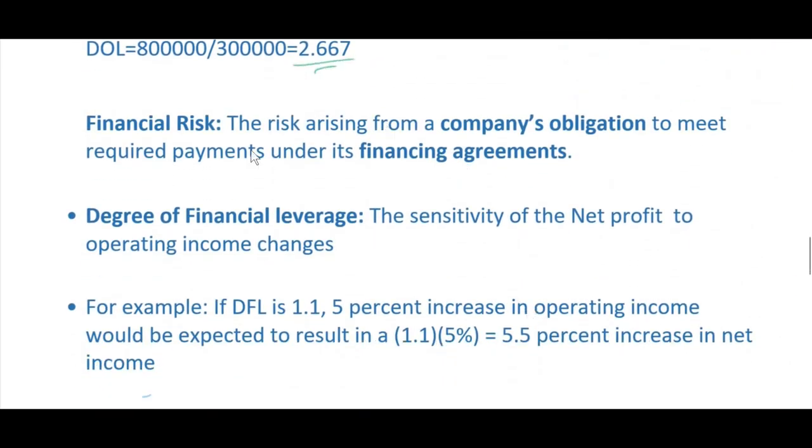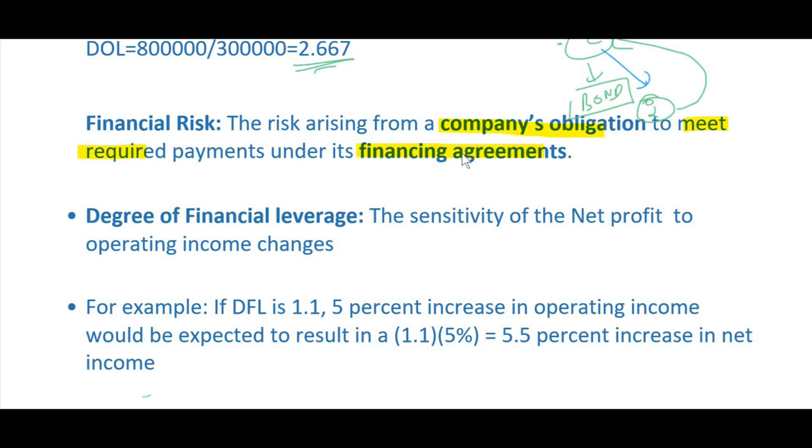This was the amount 2.667. For the financial risk, it arises because the company has taken a loan from the bank or the company has issued bonds to the investors. When they issue the bond, they sign the financing agreement with the investors, known as bondholders. These bondholders have given money to the company, and the company is obliged to pay them interest every year. So financial risk is the risk that arises from the company's obligation to meet its required payment under the loan agreement or the financing agreement which they have made with the bondholders or the bank.